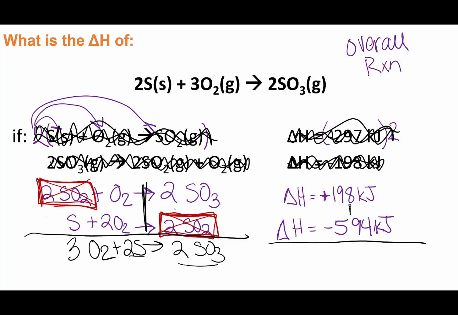So the whole purpose of this exercise was to determine the enthalpy of the overall reaction. As long as you keep track of the enthalpy changes as you work through this problem, the last step is very easy. You just add them together. So to determine the enthalpy change for this overall reaction, we're going to take 198 plus negative 594. So the enthalpy change for this reaction is negative 396 kilojoules.